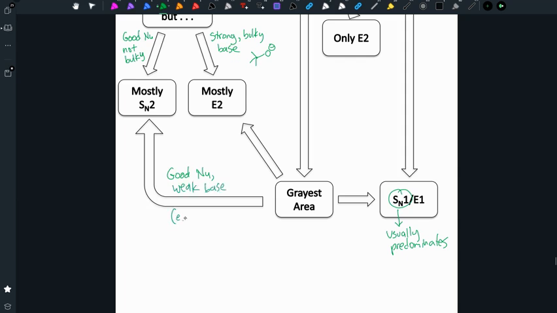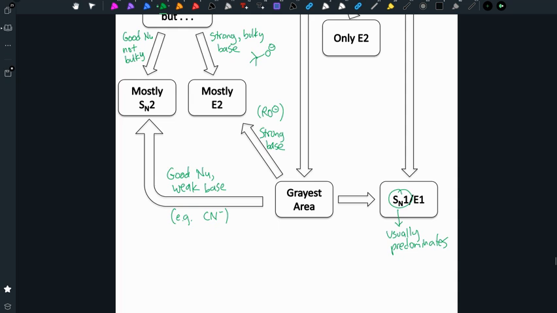So for example, CN minus would be one that's likely to do SN2 in that case, or a thiolate, something with S minus, likely to do SN2 in that case. If you have a strong base, so anything that's like an alkoxide or OH minus, then you're likely to get mostly E2 with maybe some SN2 mixed in.